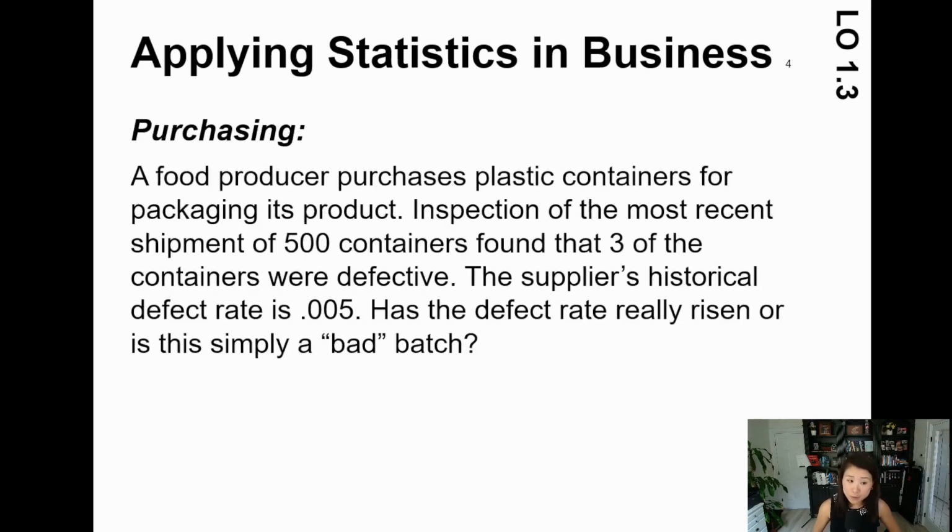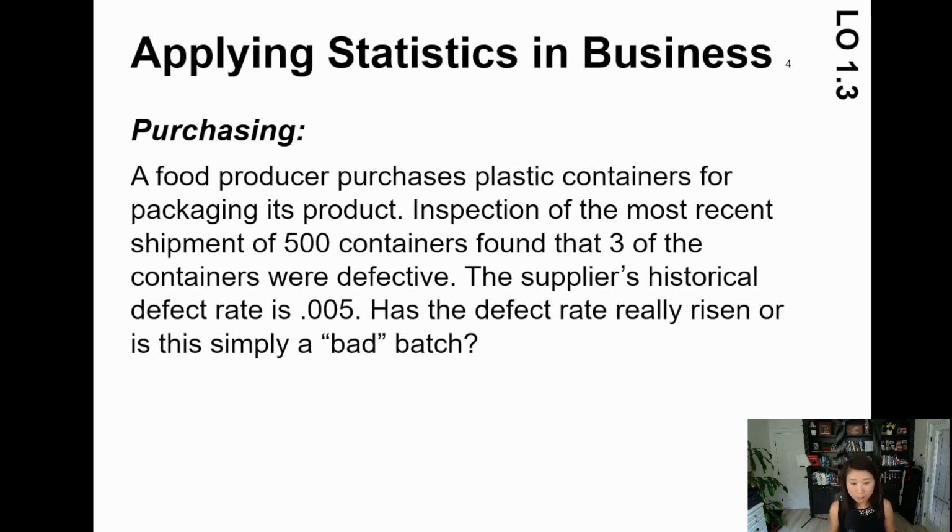And then how about purchasing? Here is an example. A food producer purchased plastic containers for packaging its product. Inspection of the most recent shipment of 500 containers found that 3 of the containers were defective. The supplier's historical defective rate is 0.005. Has the defective rate really risen, or is it simply a bad batch?